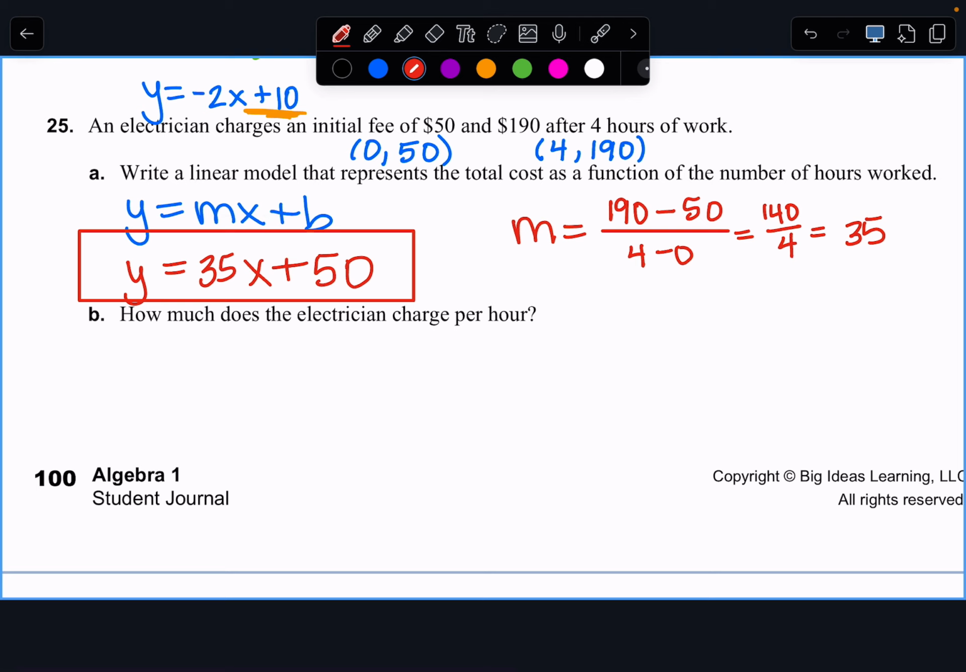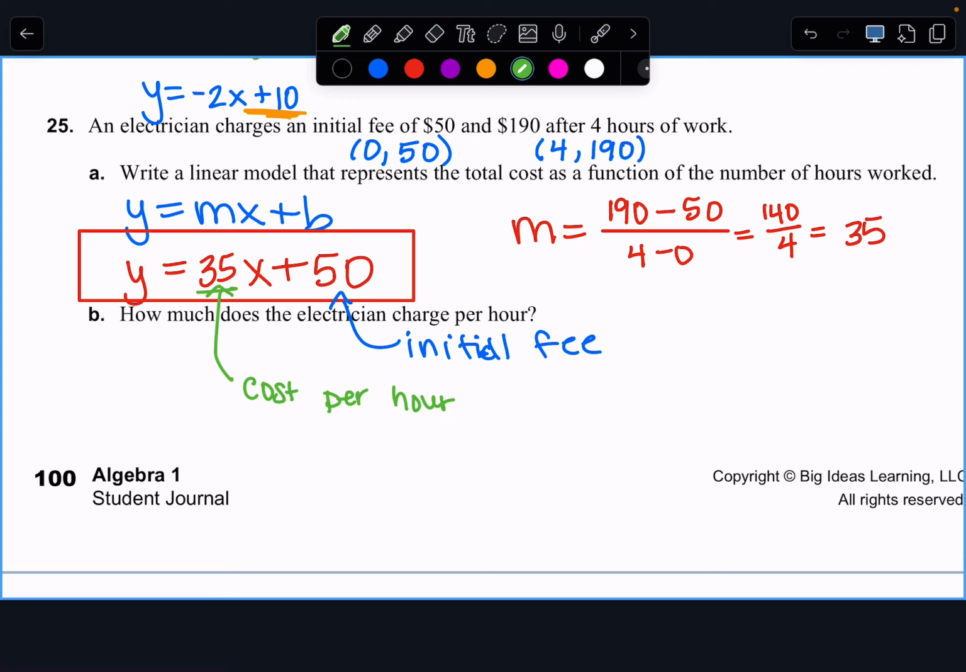Okay, let's talk about what this means. You told me that the y-intercept was 50, right? In context to the problem, what is the 50 representing? That initial fee. Okay, what is the $35 standing for? This is the cost per hour.